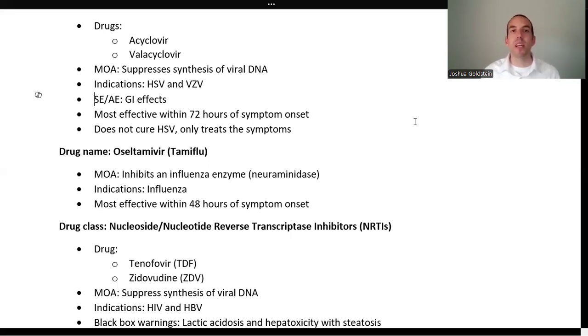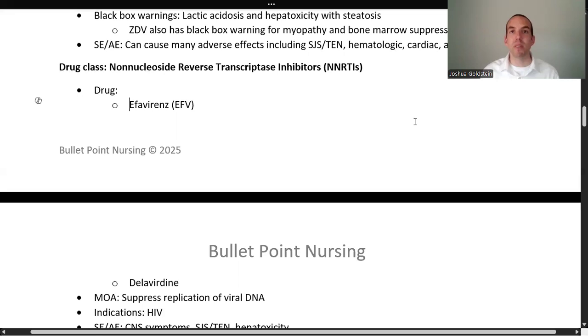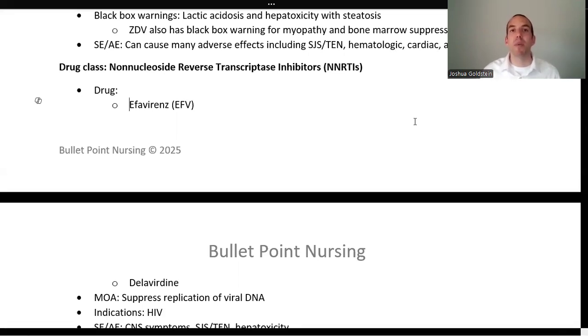And it has a black box warning that it can cause hepatotoxicity, lactic acidosis, and steatosis, which means fat buildup in the liver, which can cause fatty stools. Zidovudine specifically has a black box warning that it can cause myopathy and bone marrow suppression. The side effects of these are extensive: SJS, TEN, hematologic, cardiac, and more.